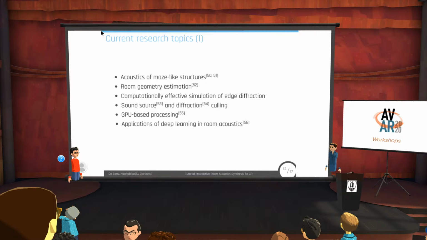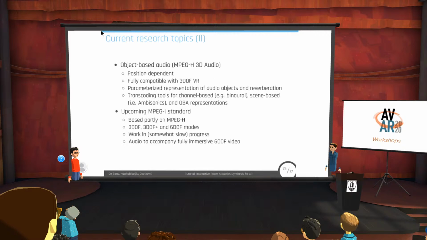And there are emerging applications of deep learning in room acoustics, which are probably going to feed into immersive environments directly in the near future. One additional thing, or I would say two additional things, that I need to mention here are two standards. Some of you might be aware of these standards, some of you might not.